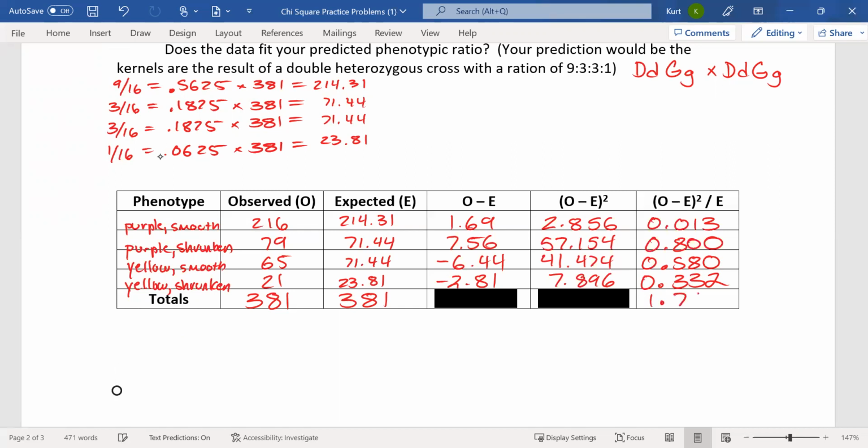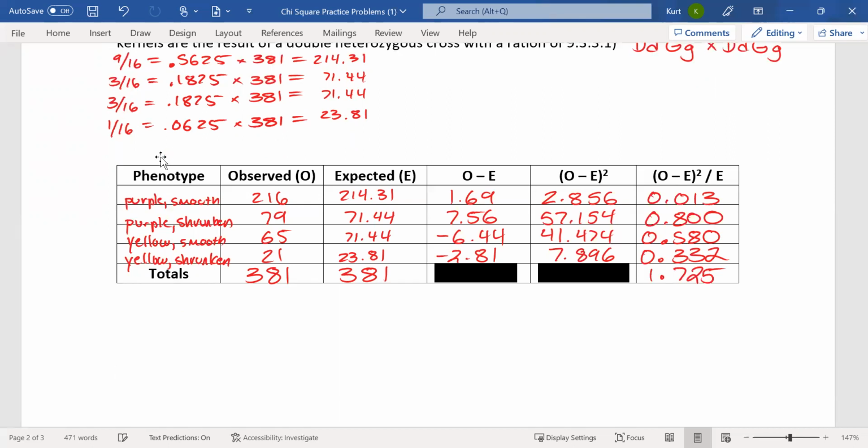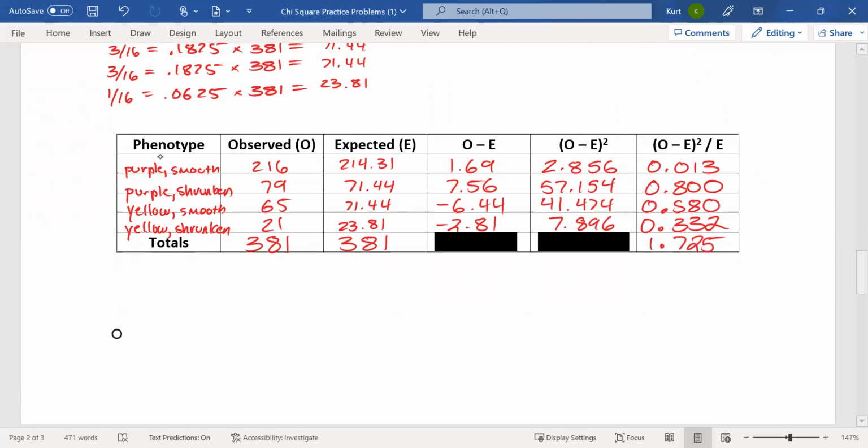I got 1.725. Okay, so your chi-squared value is 1.725. How many different outcomes for the p's are there? 4. How many degrees of freedom is that?